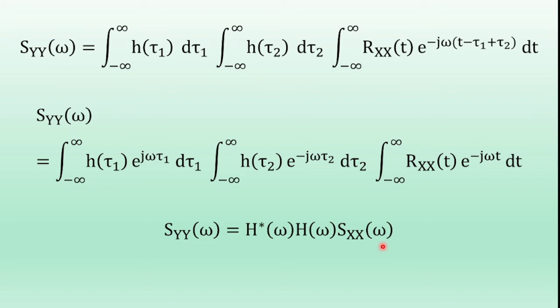But we know that a into a conjugate is magnitude of a square. So h of omega into h conjugate of omega is magnitude of h of omega whole square into Sxx of omega. So this is the power density spectrum of the response y of t. So in this equation, we can observe that the power density spectrum of the output y of t is equal to the product of the power density spectrum of the random process x of t multiplied with the square of the magnitude response of the system. So that is Syy of omega is equal to Sxx of omega into magnitude of h of omega whole square.